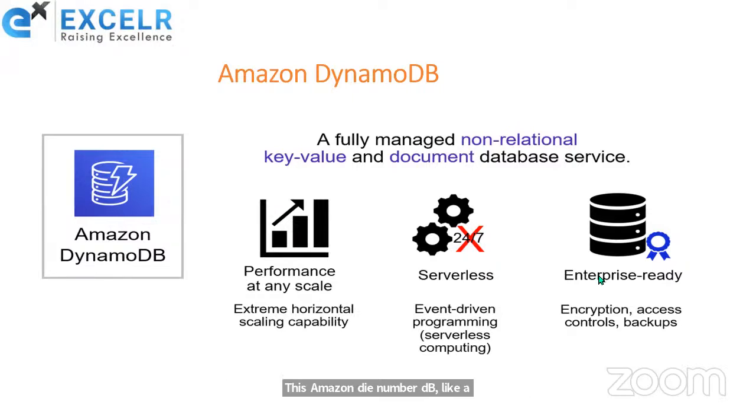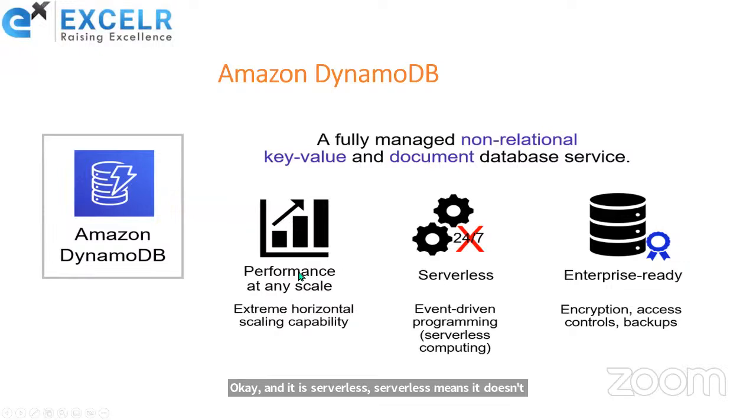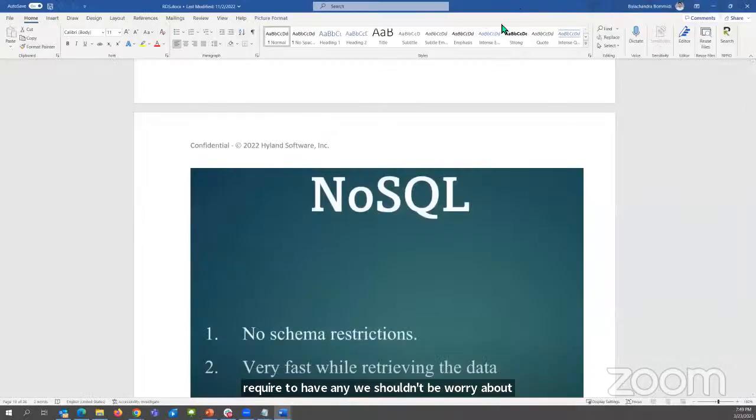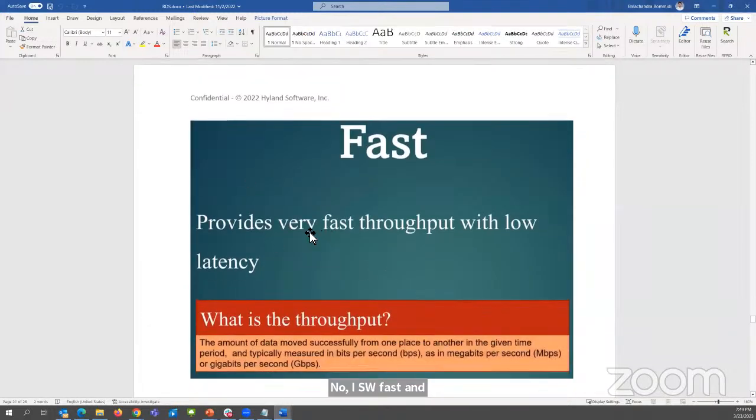It is serverless. Serverless means we shouldn't be worried about software levels, there are no restrictions for schemas, and retrieval is very fast. Amazon DynamoDB is serverless, NoSQL, fast, cost effective and flexible. Why is it fast? Because it provides very fast throughput with low latency. Throughput means the amount of data moved successfully from one place to another in a given time period, typically measured in bits per second, Mbps and Gbps. So this kind of speed depends on the throughput.